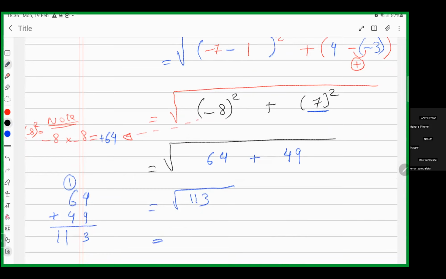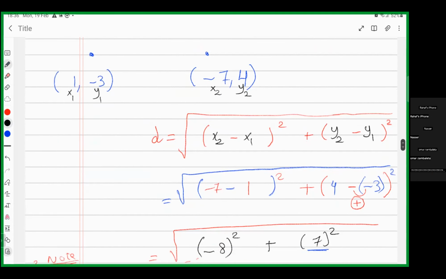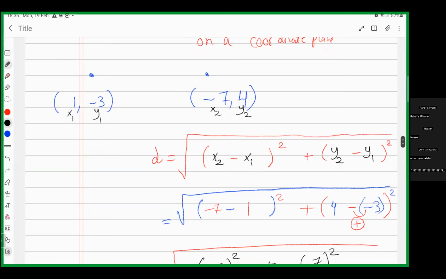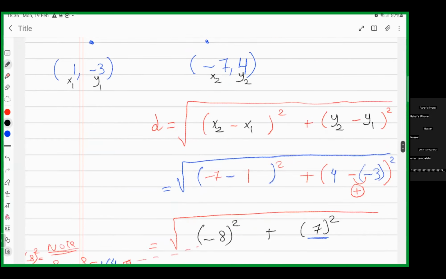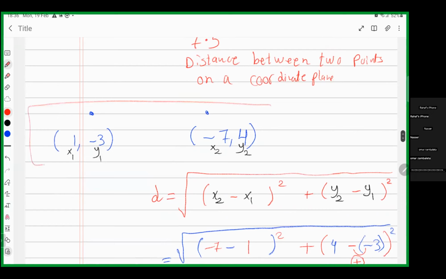I can't understand the first thing, from the negative 7. We subtracted them, Rahaf. I know, but how is the question going to come in the exam? You will have 2 points on a graph like this. And he will ask you to find the distance between them.